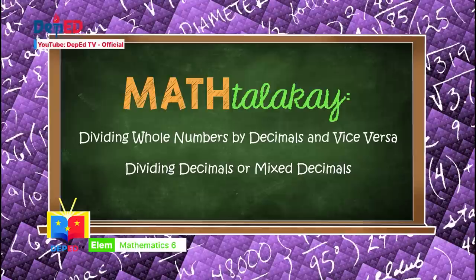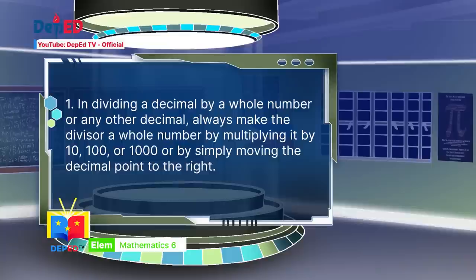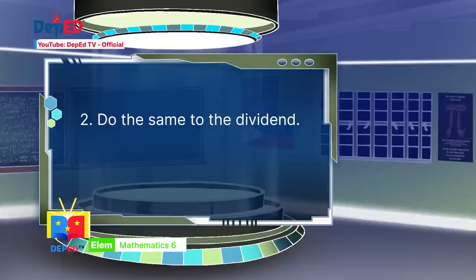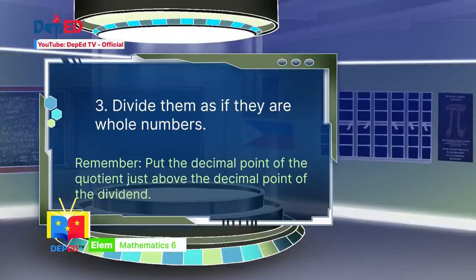In dividing a decimal by a whole number or any other decimal, you should always make the divisor a whole number by multiplying it by 10, 100, or 1,000, or by simply moving the decimal point to the right. Then, do the same to the dividend. After that, you can divide them as if they are whole numbers. Then, put the decimal point of the quotient just above the decimal point of the dividend.